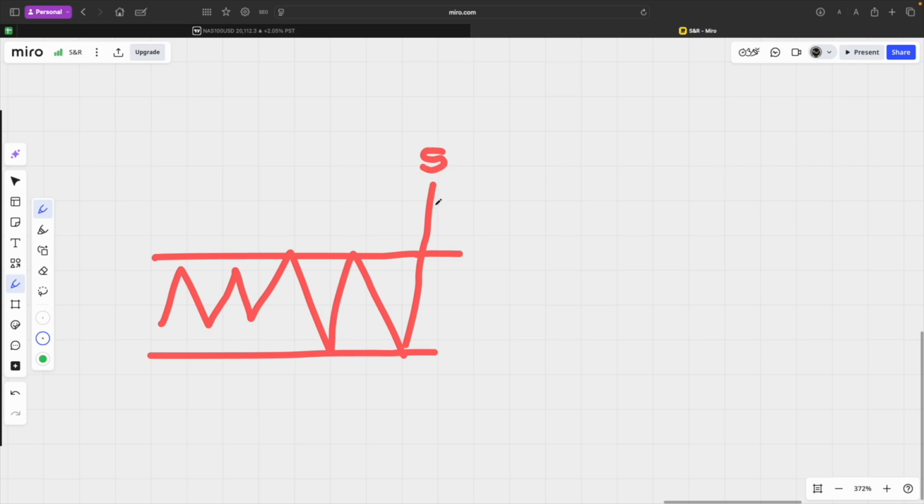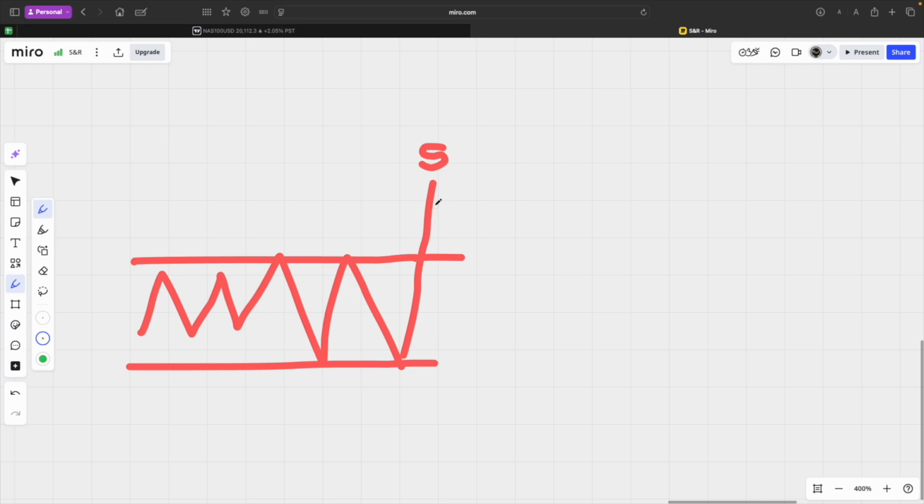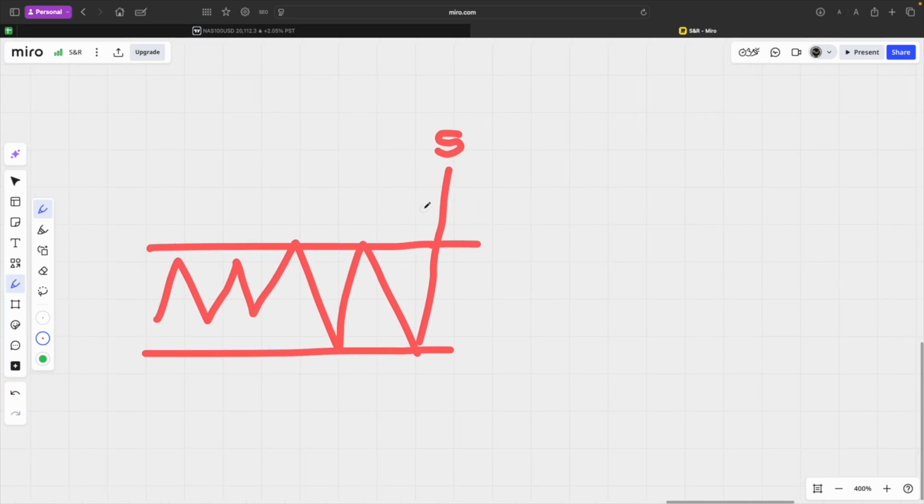What we want to look for is some sort of fair value gap that's being created in this manipulation phase. And when price comes through this fair value gap and turns it into an inverse fair value gap, we are going to enter our trade straight away. We're not going to wait for a retest.